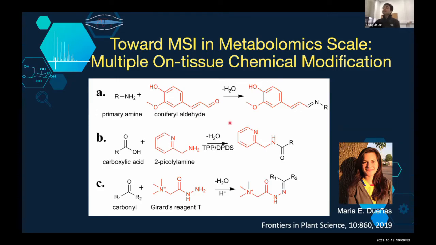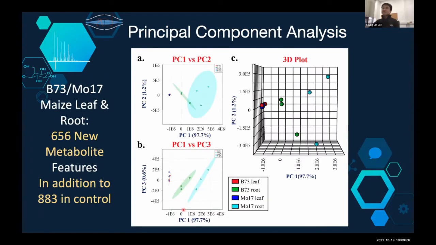So in this case, we modify primary amine groups with coniferyl aldehyde, carboxylic acid with picolyl amine, and carbonyl groups with the Girard's reagent. And we applied this to two different genotypes. Again, maize is our typical model system, B73 and Mo17, and we also applied it to leaf and root cryosections. Combined, we can now detect 656 new metabolite features that we could not see without derivatization.